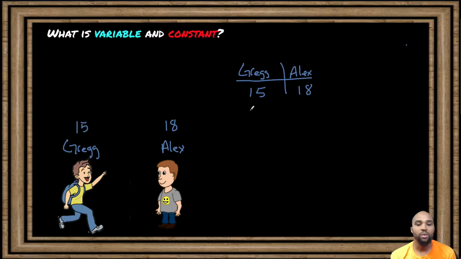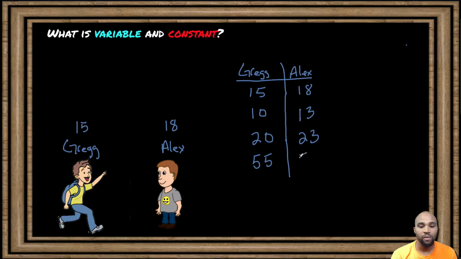When Greg was 10 years old, how old was Alex? Well, assuming their birthdays are on exactly the same date, we know there's a 3-year difference, so Alex is going to be 3 years older, so 13. And when Greg is 20, we know Alex is going to be 23. We can continue to do this. Let's just put one more in. When Alex is, let's say, 55, Greg is going to be 58.